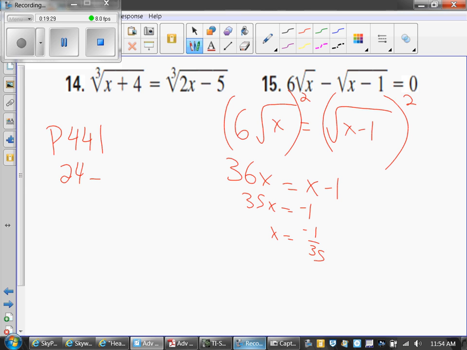Why is the answer supposed to be over 35? Because when you substitute this in here, you can't take the square root of a negative. Okay, try those. 441, 24 through 52 evens.